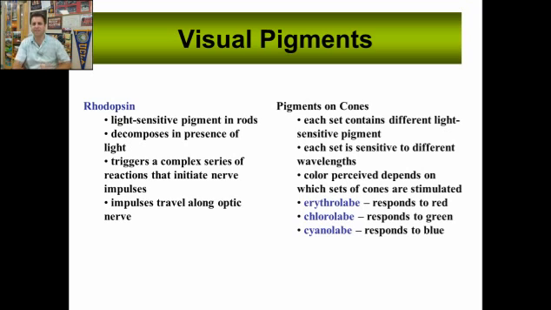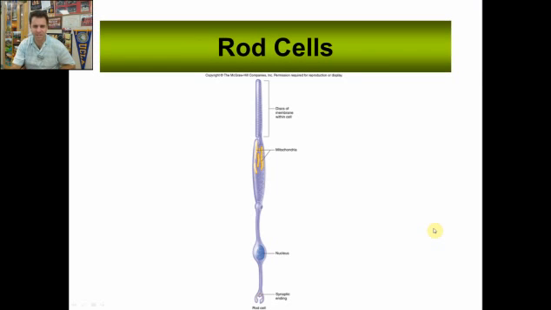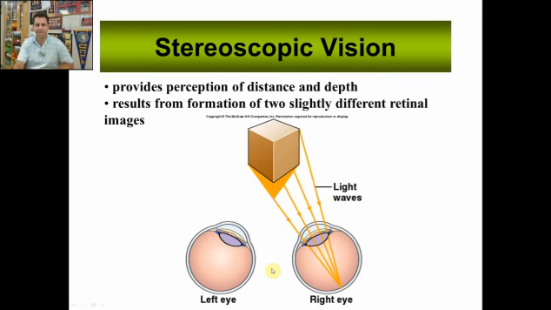Cones, on the other hand, have all different pigments and are affected by different wavelengths of light. And the color you perceive depends on which cones are stimulated. Again, erythrolabe is for red. Erythro means red. Chloro is green, so chlorolabe is the pigment that responds to green light. And cyano is blue. Cyanolabe responds to blue light. Here you see rod cells. They're bipolar cells passing information. Here's the nucleus, just to show you an example.